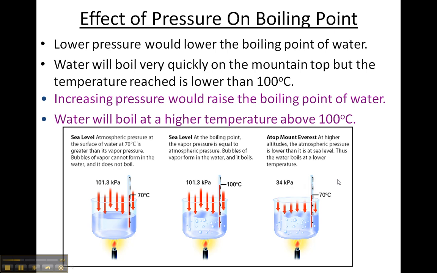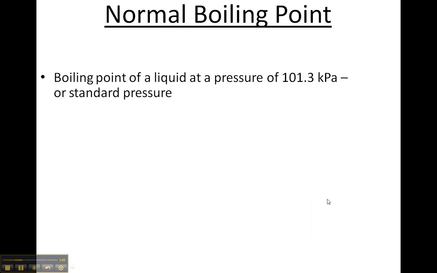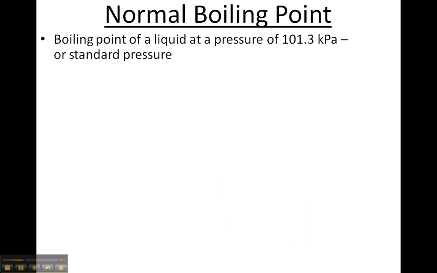But if you were to go atop Mount Everest, higher altitude, less pressure, then the water will boil at a lower temperature, it's like 70 degrees Celsius. So, normal boiling point. We are adding this term normal in front of it to indicate that there is a special name for the boiling point that occurs at a pressure of 101.3 kPa, which is kilopascals. But you just need to know for right now that that is a unit of measure for pressure. And so that's standard pressure.